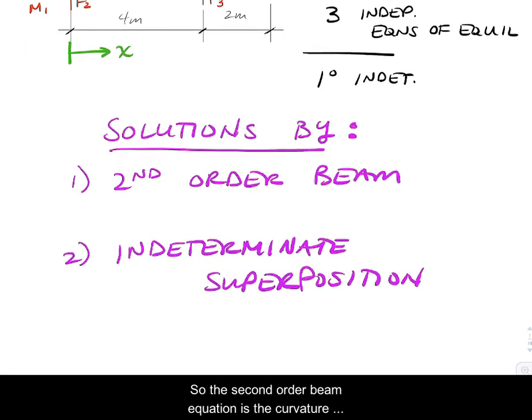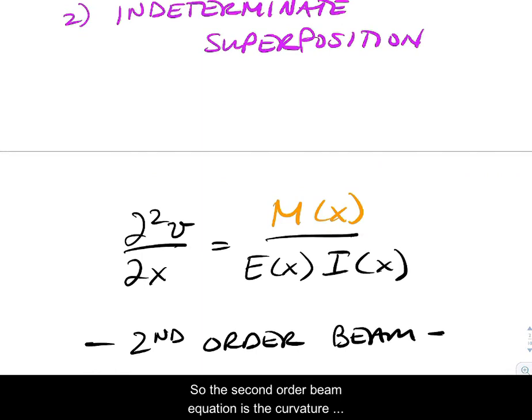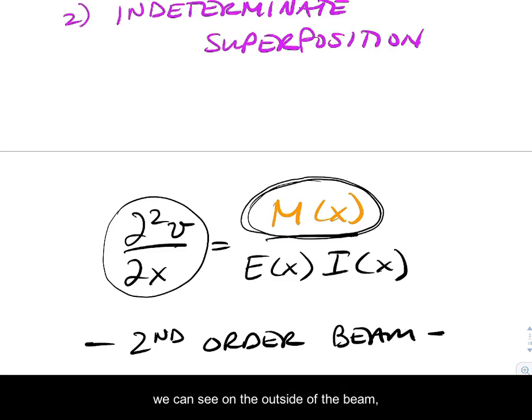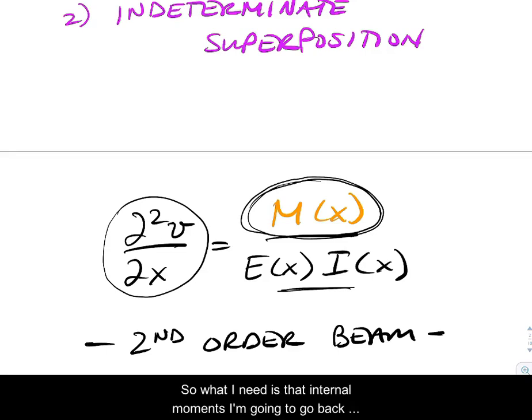So the second order beam equation is the curvature proportional to the moment. So again, what we need in there is the internal moment. We need what's going on inside the beam, and that's going to relate to something we can see on the outside of the beam, and it's proportional through E and I. So what I need is that internal moment.